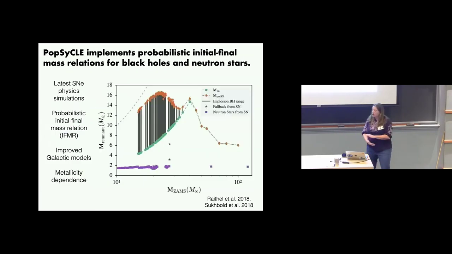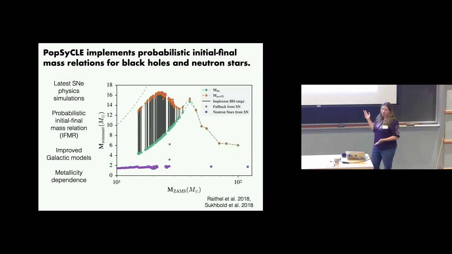So inside of Popsicle, we had to be very careful about what we turned from stars to black holes. We knew that the old school approach, draw a line at an initial mass and call everything after that a black hole, wasn't working. So we've actually encoded several different initial final mass relations.